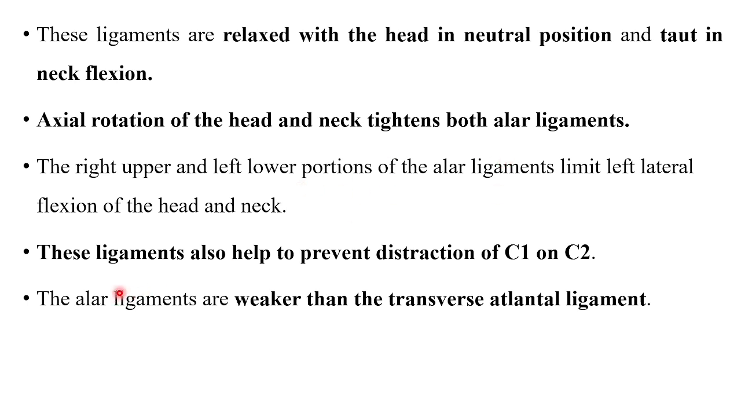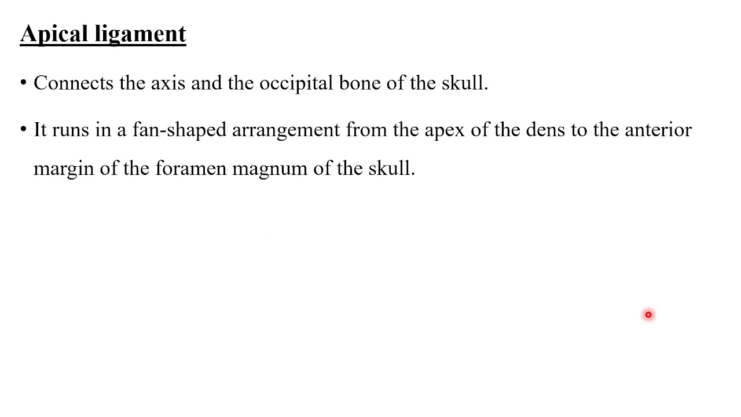These ligaments also help to prevent the distraction of C1 on C2. The excessive distraction force of atlas on axis will be prevented by these particular alar ligaments. So the main function is to prevent the excessive rotation of the cervical spine as well as to prevent the excessive distraction force of atlas on the axis. The alar ligaments are weaker than the transverse atlantal ligament.